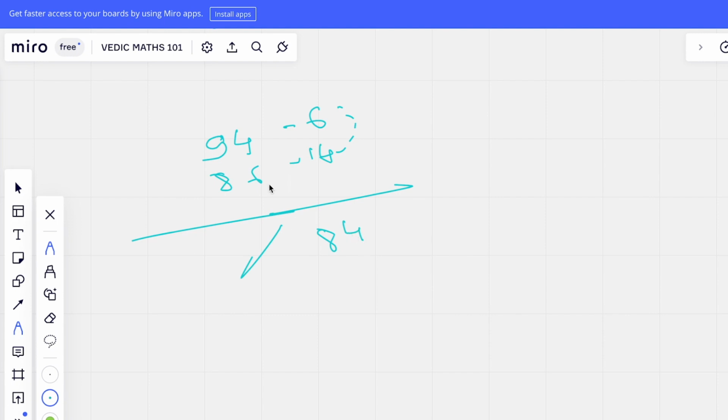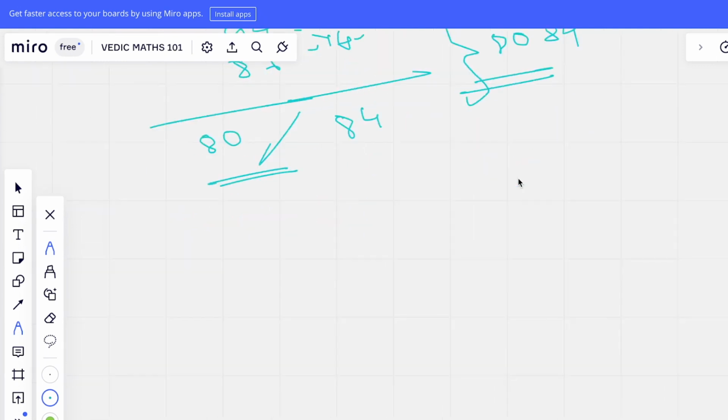Now calculate the left hand side. How do you calculate it? You pick this pair or this pair. Let me pick 88 and minus 6. You get 82. So there you go. This is your answer for this question. Isn't it very simple, right? I hope you guys have understood the trick by now.